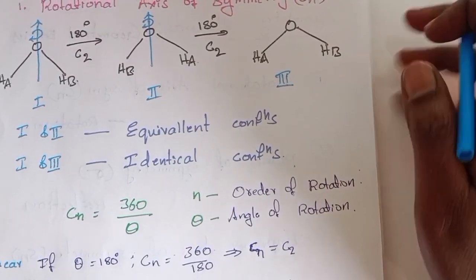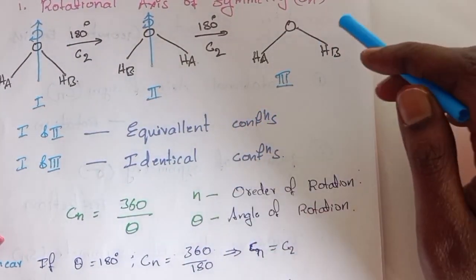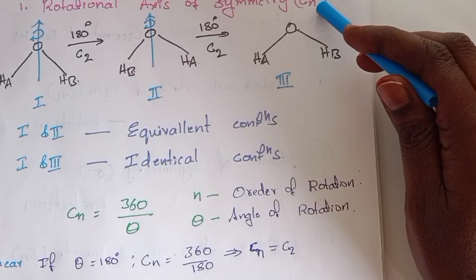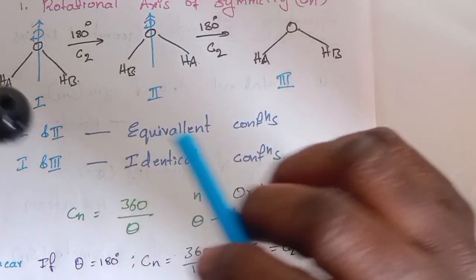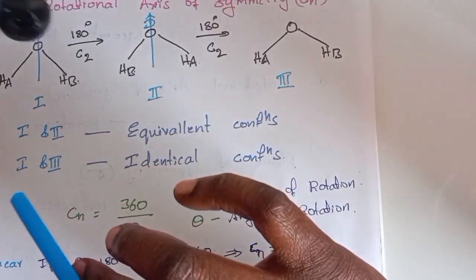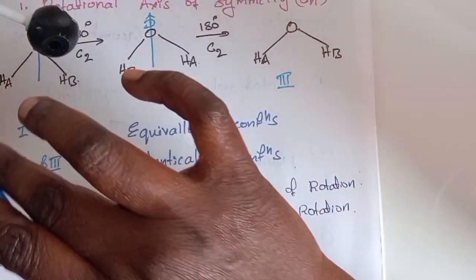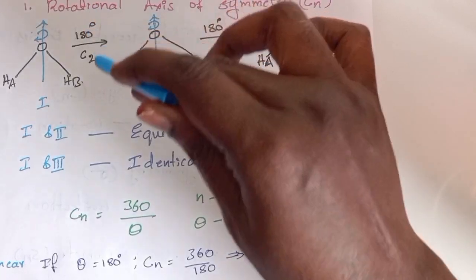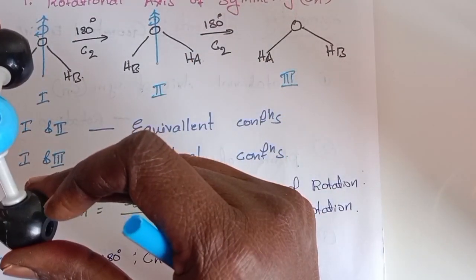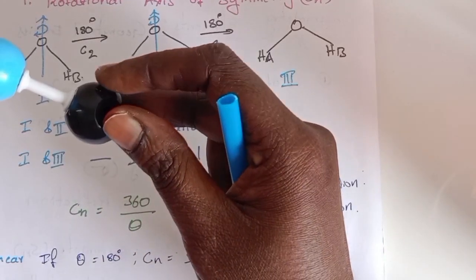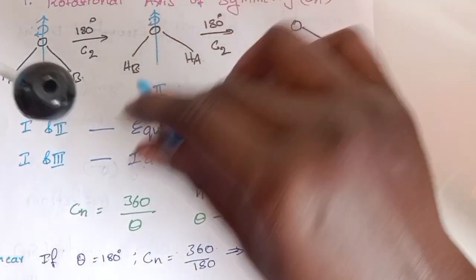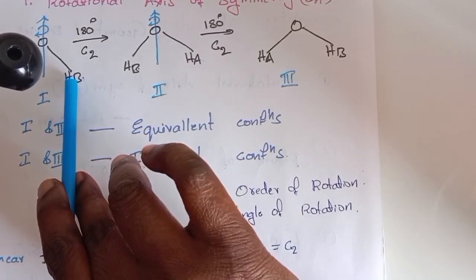Going to discuss the rotational axis of symmetry, which can be represented with Cn and can be generated by a rotation operation. Here I am taking the water molecule as an example, where H2O is the molecular formula: oxygen and two hydrogens. By doing a 180 degrees rotation, we get the equivalent structure to the original one, HA, HB.